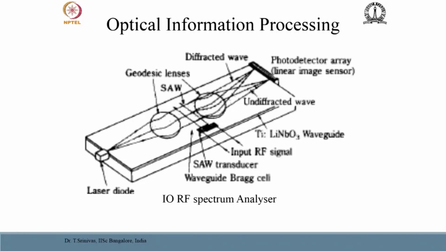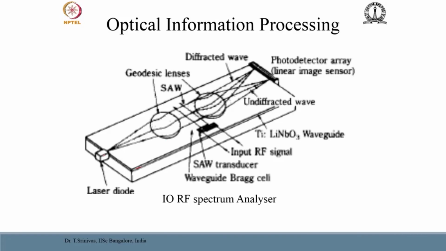So, this is an example of an optical information processing system, a typical example of a spectrum analyzer. What you see is a chip of lithium niobate. You have a slab waveguide onto which 2 lenses are impressed. These are called geodesic lenses, created by creating a stress impressed upon those regions.